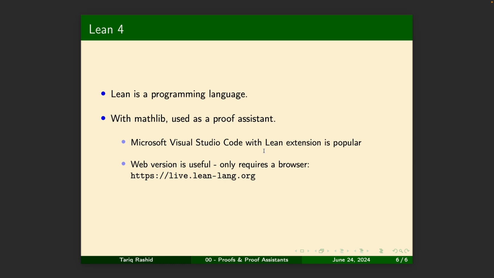If you don't want to install anything, or you can't, then you can use a purely web version where you just use a website through your browser, and that works as well. Everything in this course will be tested to make sure that it does work on that website as well. So that website is this one, live.lean-lang.org, and let's have a quick look at it.